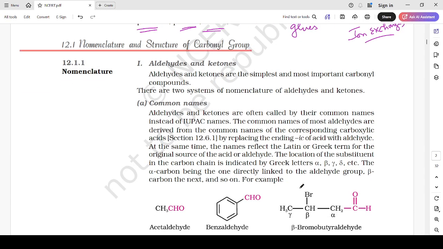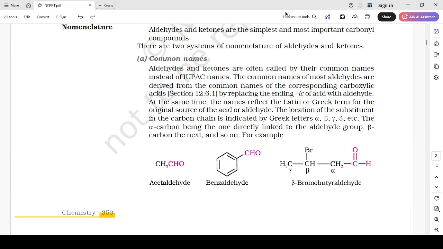We are going for the nomenclature here. Aldehydes and ketones are the simplest and most important carbonyl compounds. I am going with the common name here. Aldehydes and ketones are often called by their common names instead of IUPAC. This is very true. We generally don't call them by IUPAC. Your NCERT question paper will provide only the common names of them.